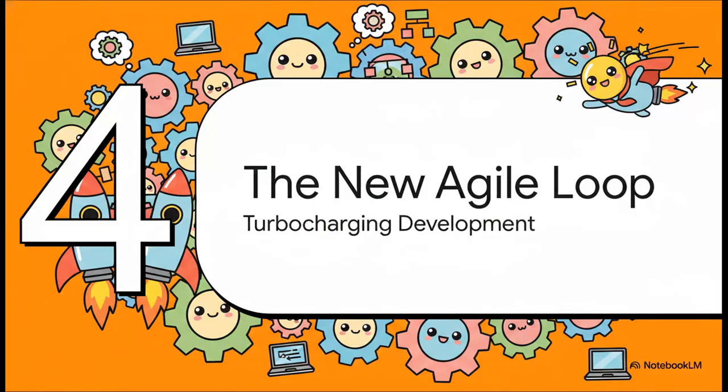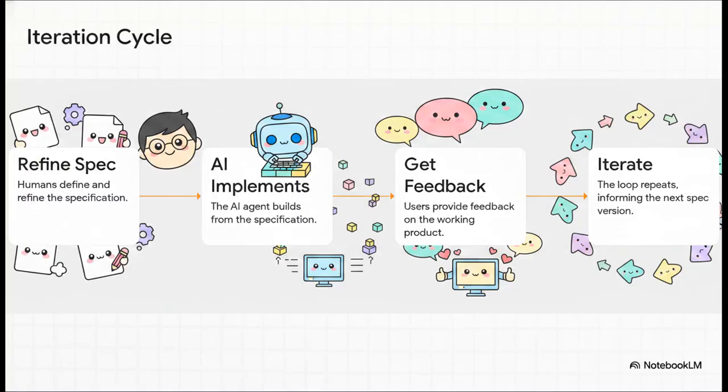So what does this actually look like in practice? Let's break down this new Agile loop. And we're not replacing the old cycle. We're supercharging it with AI. So the process becomes this incredibly rapid, powerful cycle. Humans, the developers, the product managers, they focus on defining and refining the specification. Then the AI agent gets to work, building the actual software from that spec. Real users give feedback on the product, and that feedback flows right back into the next revision of the spec.